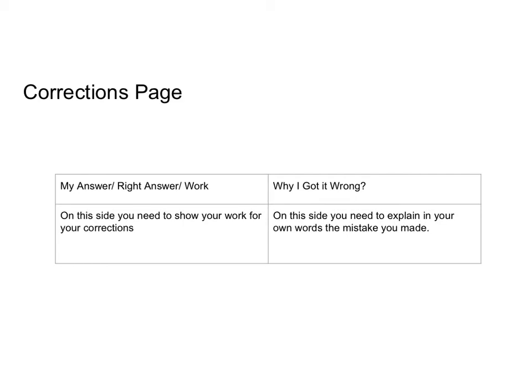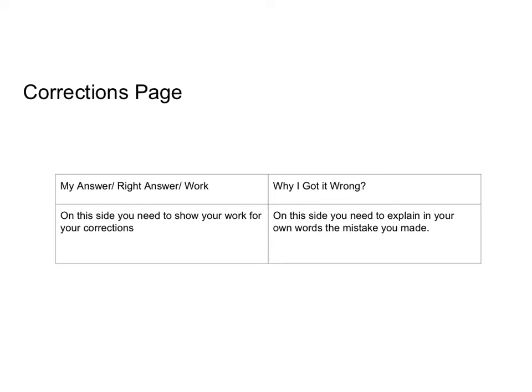Alright, so on your corrections page, remember this needs to be on another sheet of paper, not on your test. You're going to divide it into 2 columns. On the left-hand side, you need to put your answer that you chose if you got it wrong, the correct answer once you find that out at the end, and then you're going to go ahead and show us your work that you did to make that correction. Make sure you're following along with the video.